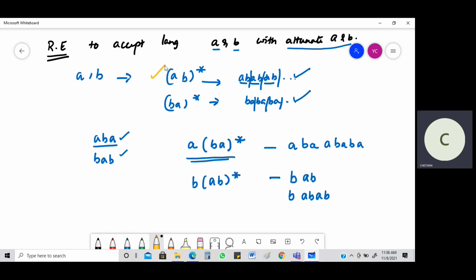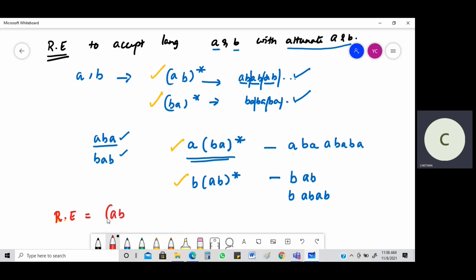Now, the first way was this one, the second way was this one, the third way was this, and the fourth way was this. What if we combine all this? If we combine all this also, it will be alternate A and B only. So my regular expression, can I write very clearly the way of writing it? My regular expression here is very clearly like this.